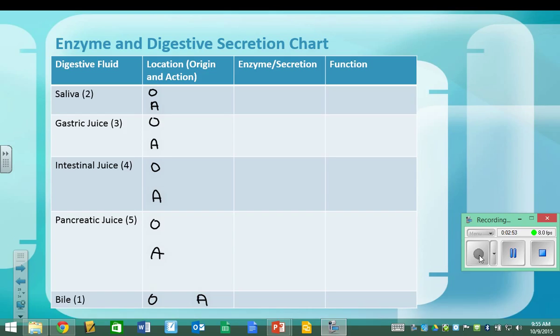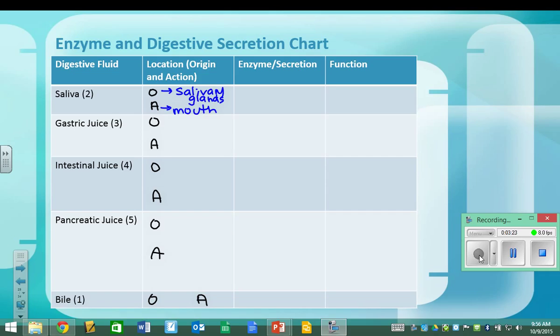Now your saliva, where does it come from? Its origin is your salivary glands. And where does it have its action? In your mouth. Now we could make the argument that that saliva continues to have an action in your esophagus as well, because it's not like the saliva stays in your mouth. But I'm putting mouth because that is the first place that it would start to have its action.